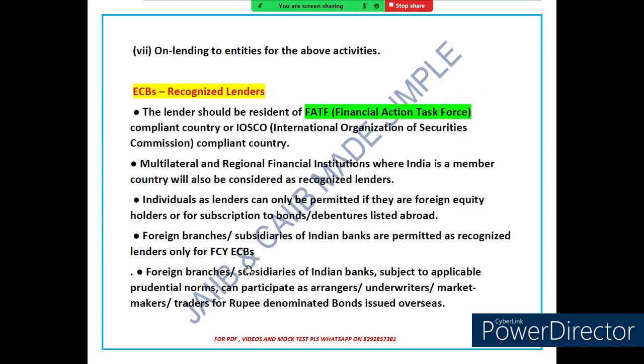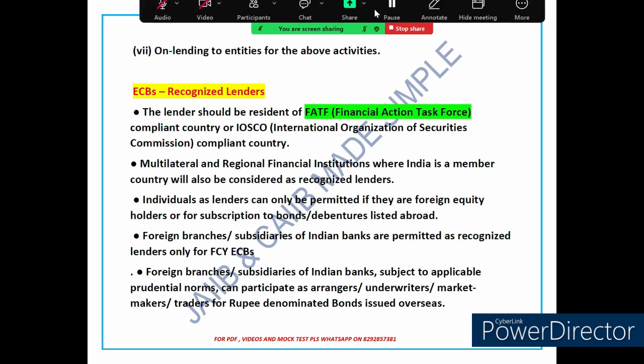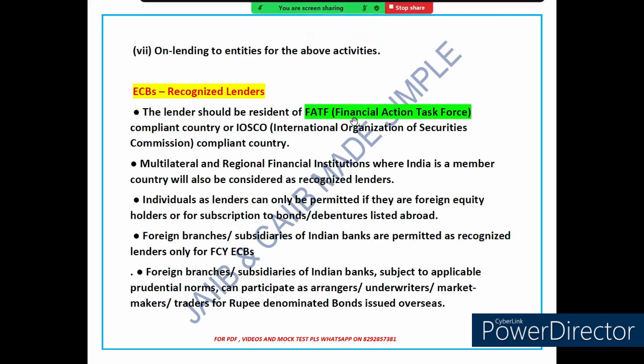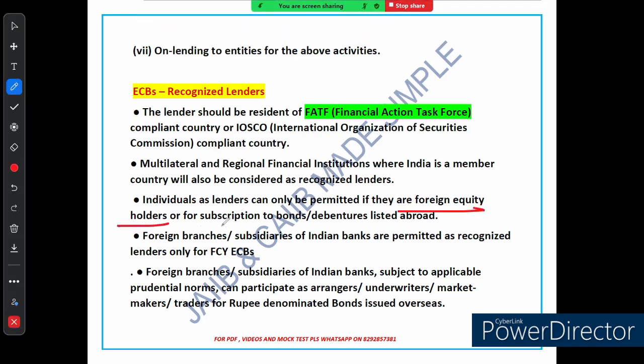That's the point. So individual as a lender can also be a recognized lender, provided the condition is that he should be a foreign equity holder, or if they are subscribing to bond or debenture listed abroad. Two things. First thing is either he should be a foreign equity holder, and the next thing is if it is for subscription to bond debenture listed abroad.